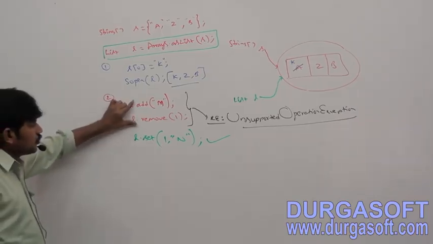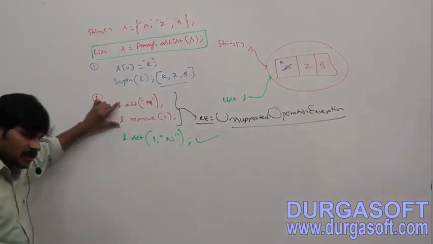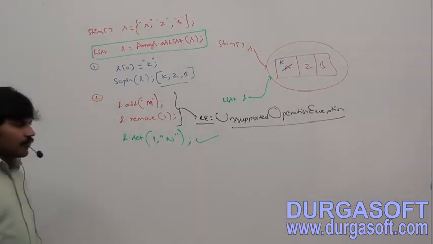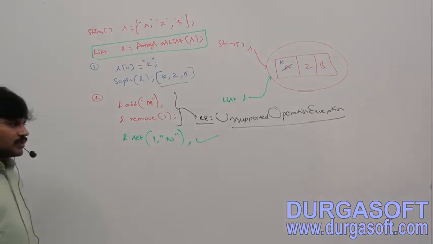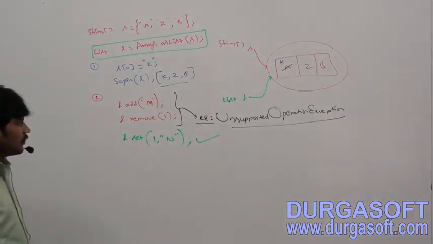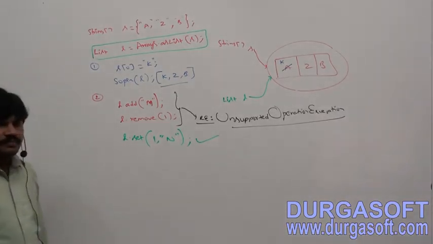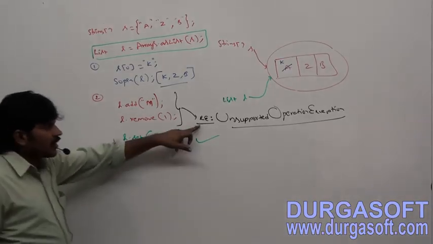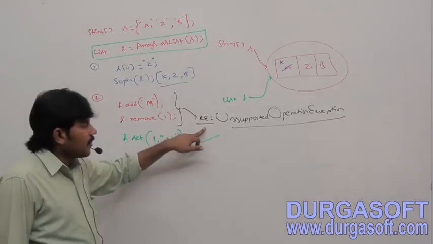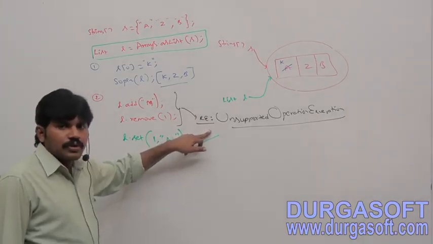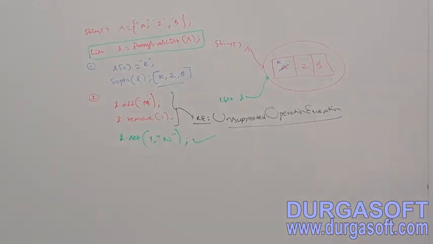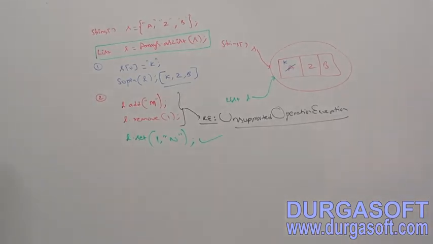So take these two lines: L.add(m) or L.remove(1). We will get a runtime exception saying unsupported operation exception.